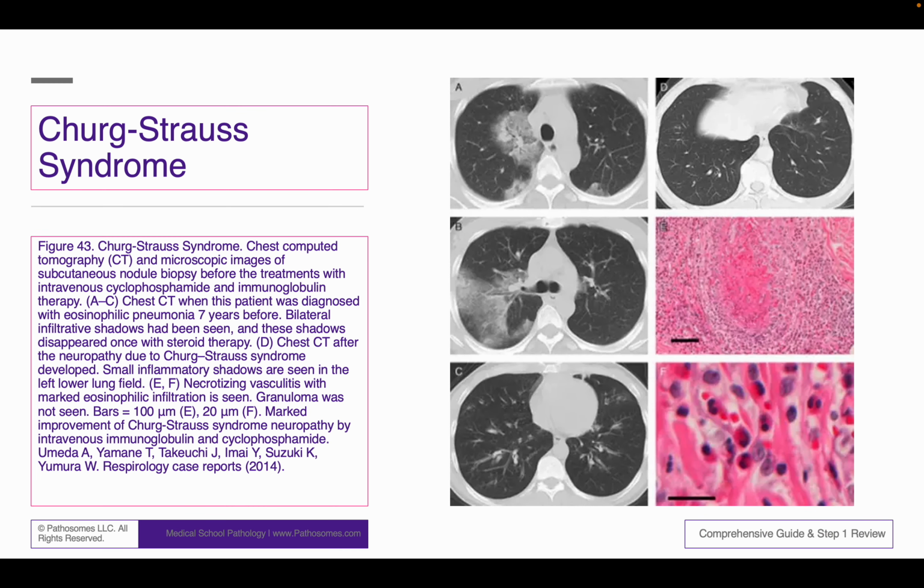Here we have a depiction of findings associated with Churg-Strauss syndrome. It affects the lung and is associated with eosinophils, right?